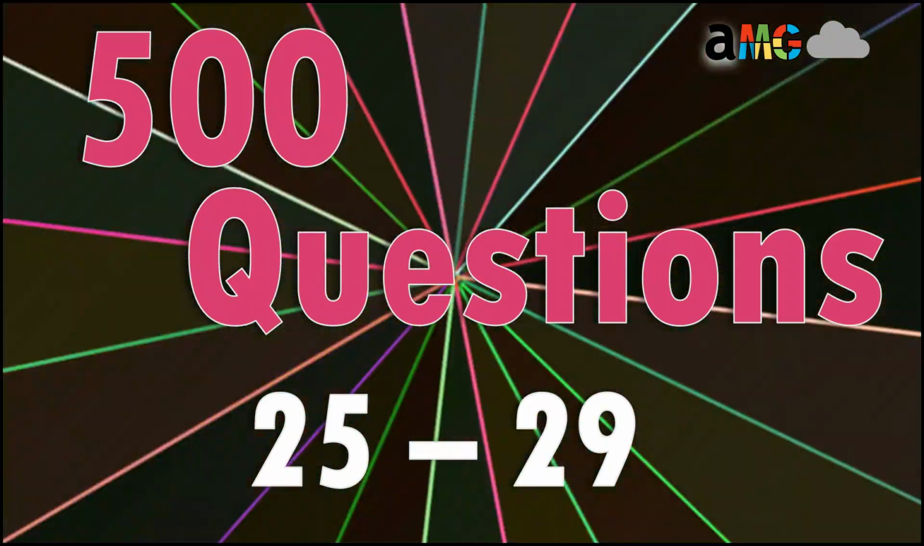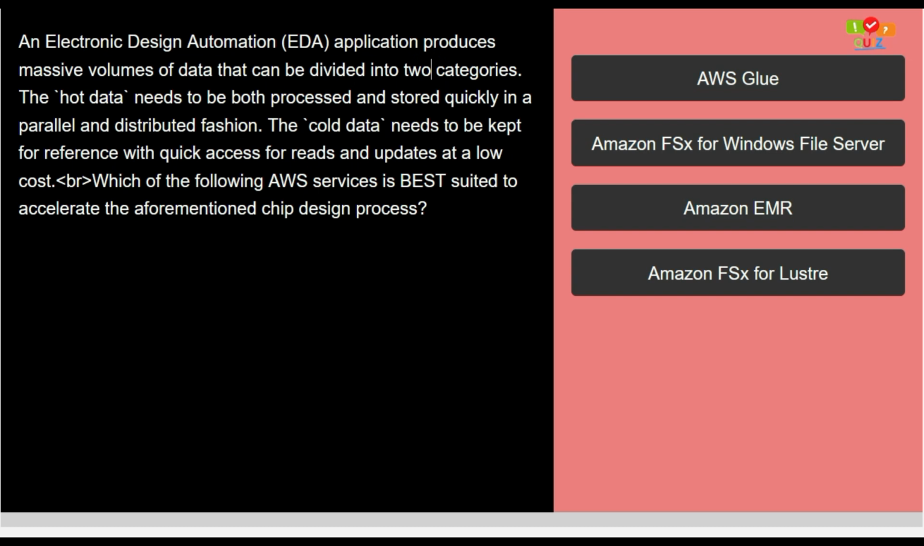So the first question is, an electronic design automation, which is EDA application, produces massive volumes of data that can be divided into 2 categories. The hot data needs to be both processed and stored quickly in a parallel and distributed fashion. The cold data needs to be kept for reference with quick access for reads and updates at low cost. Which of the following AWS services is best suited to accelerate the aforementioned chip design process?